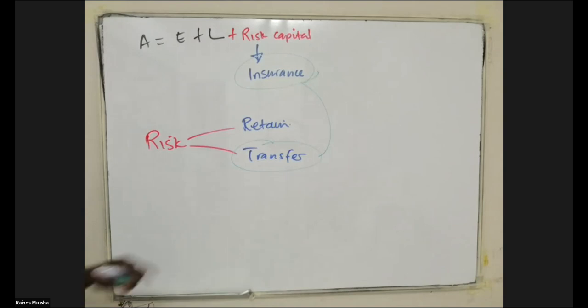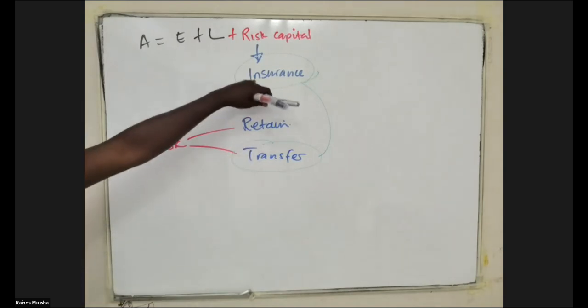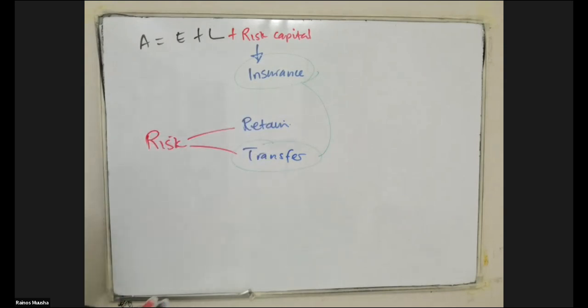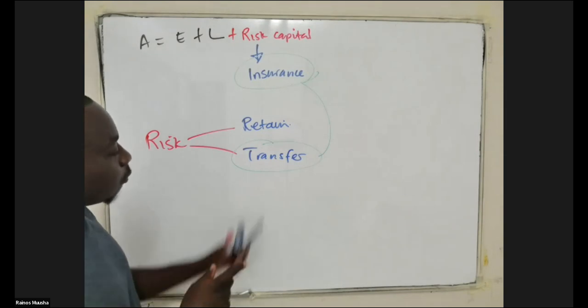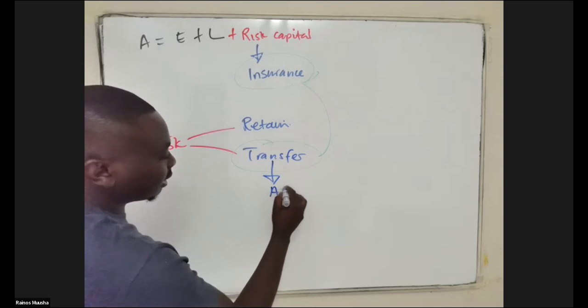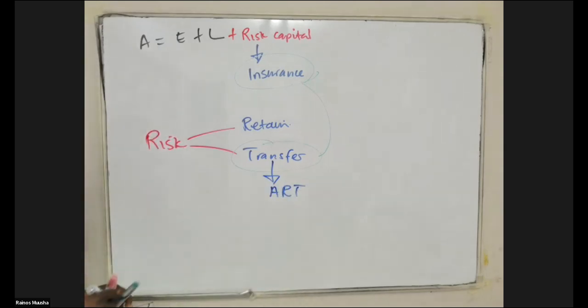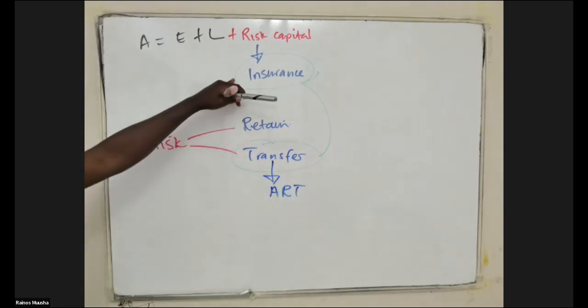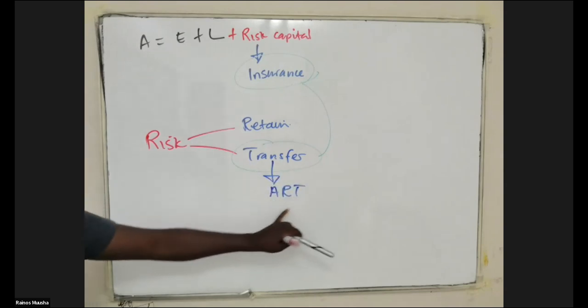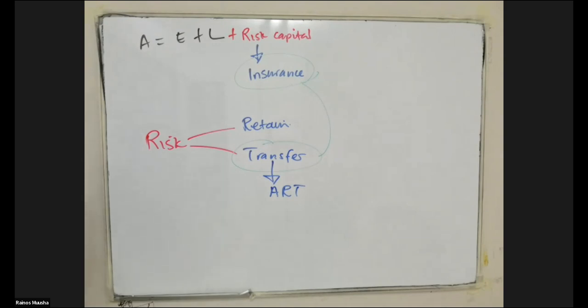One way of transferring the risk is to go through the insurance route. We are also going to look at other forms of risk transfer, which we refer to as alternative risk transfer. So apart from the insurance route, we're also going to look at other ways of transferring risk, which we refer to as alternative risk transfer. That's what we're going to be covering in the other study units, I think 13, 14, and 15.